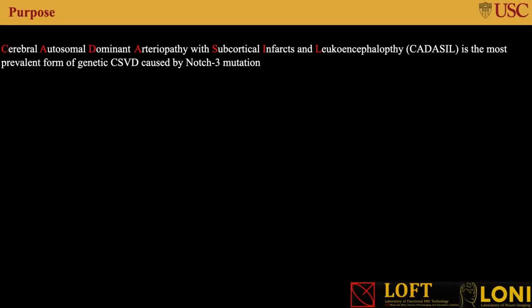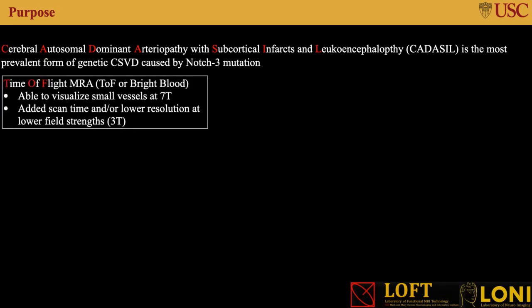In this first study, we focus on a specific subtype of CSVD called cerebral autosomal dominant arteriolopathy with subcortical infarcts and leukoencephalopathy, or CADASIL, which is the most prevalent form of genetic CSVD caused by Notch3 gene mutation.